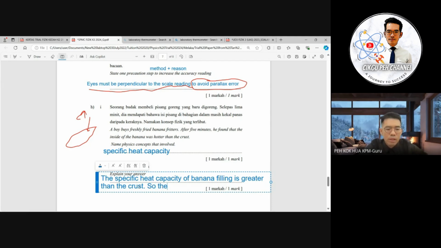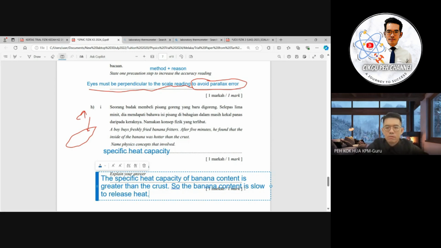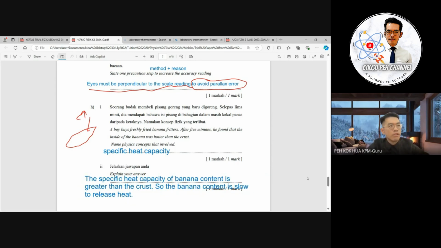So the banana contents, or you can use banana contents also can. Banana content inside now is slow to release heat. So the outer parts will be faster to release heat.